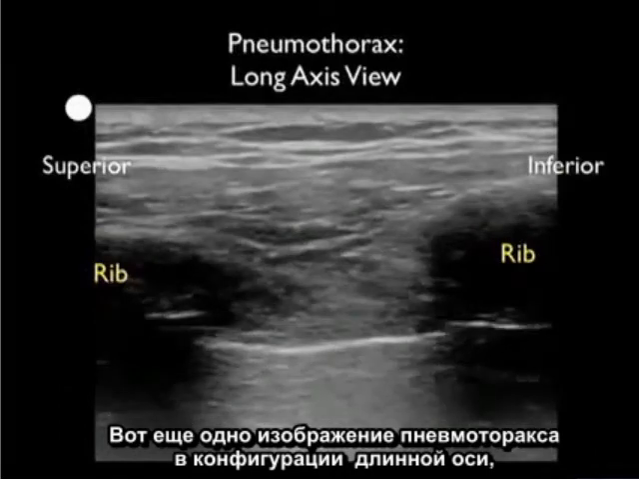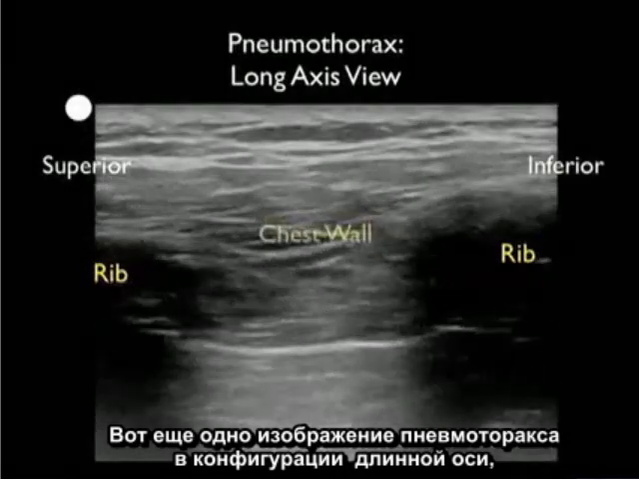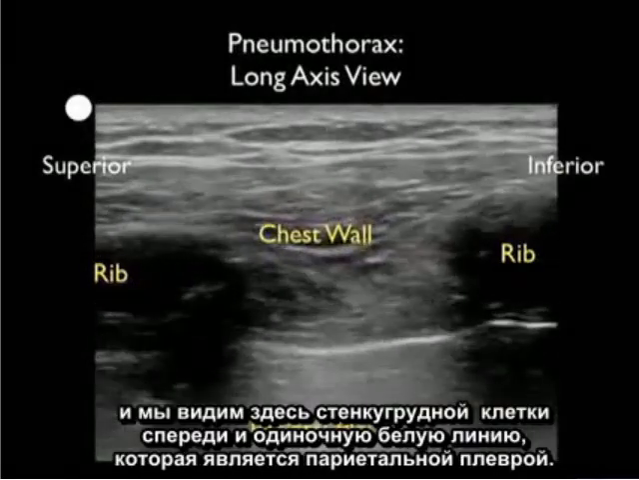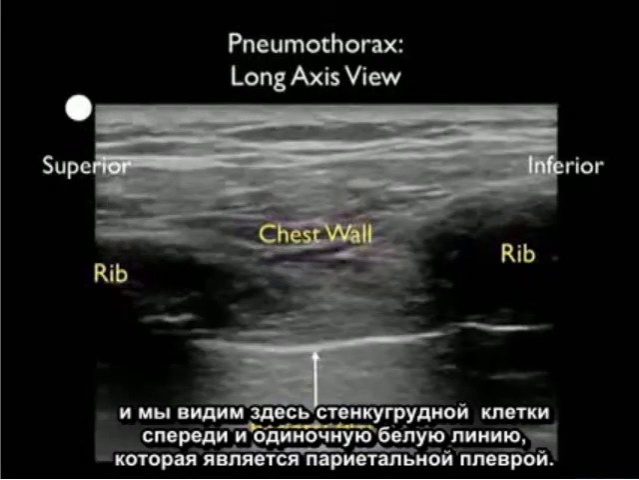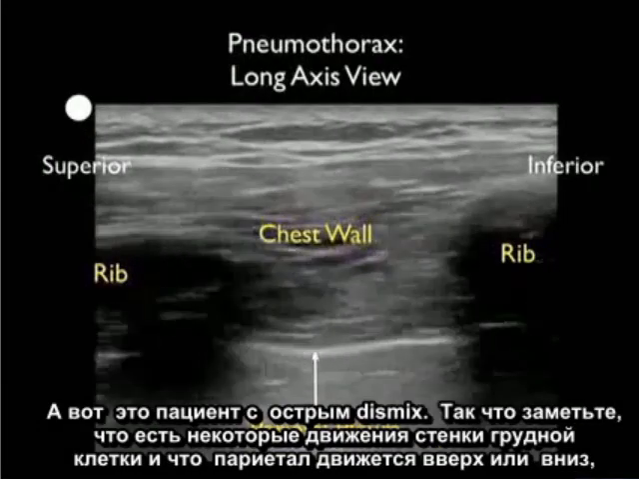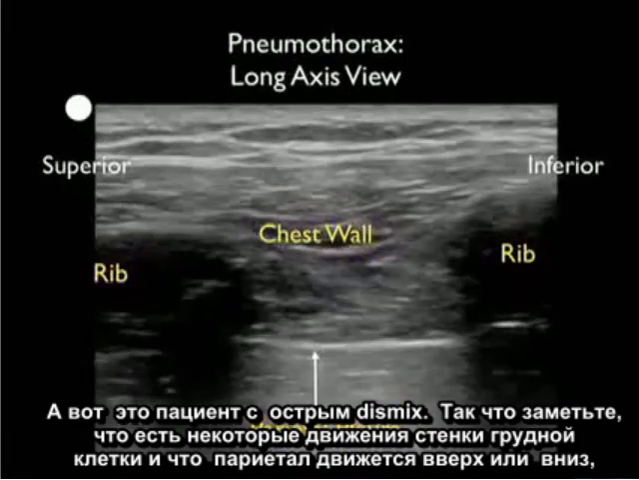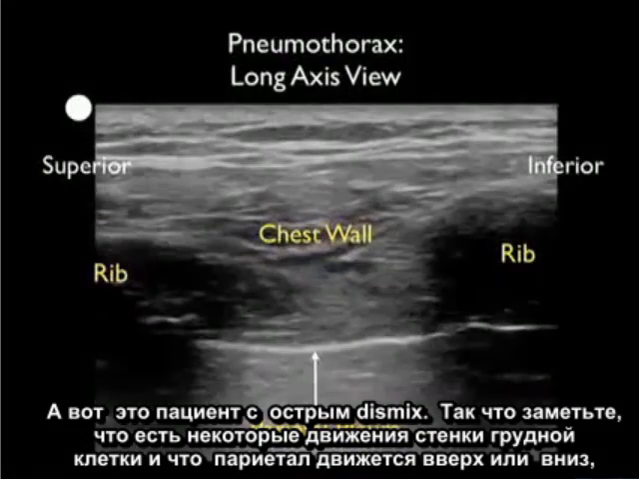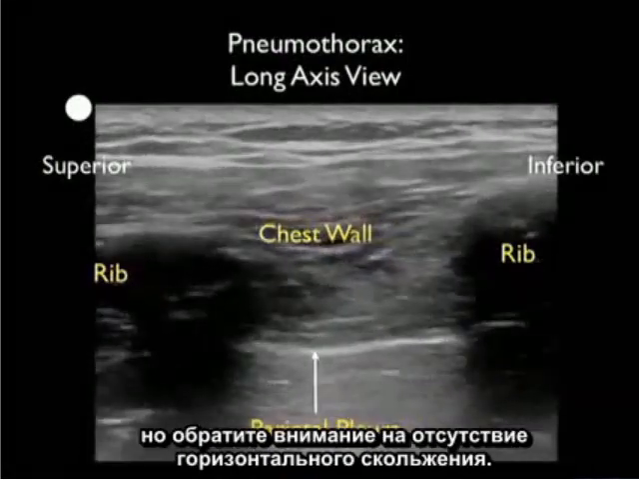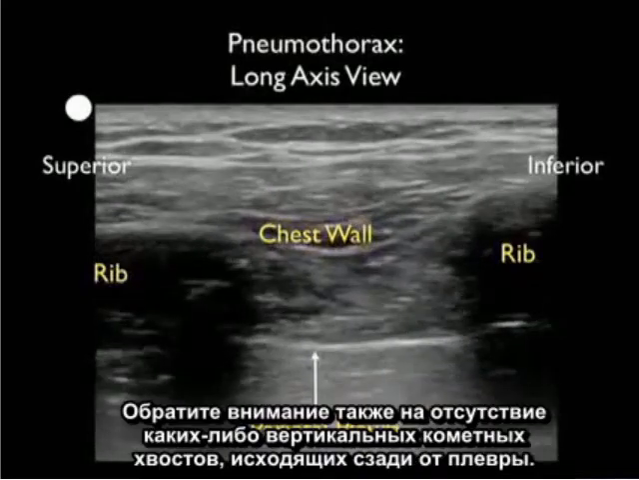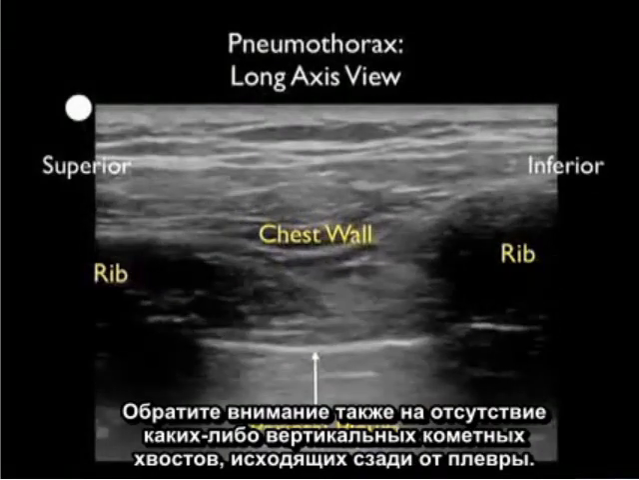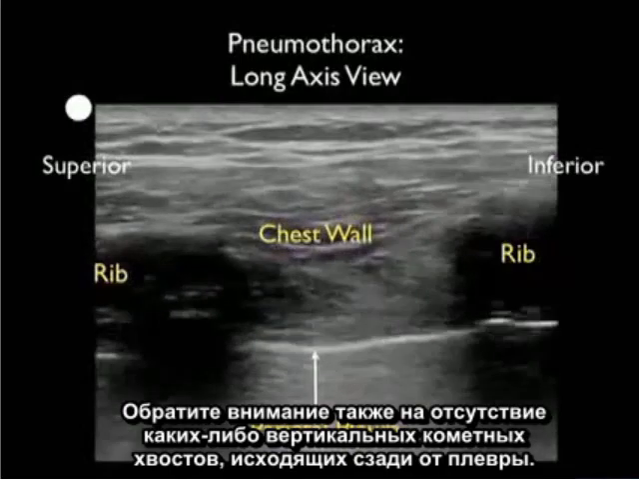Here's another image of a pneumothorax in a long axis configuration, and we see here the chest wall anteriorly and the single white line which is the parietal pleura. Now this patient was acutely dyspneic, so notice that there is some motion of the chest wall and that the parietal pleura moves up and down, but notice the failure of horizontal sliding. Notice also the absence of any vertical comet tails coming off the back of the pleura.